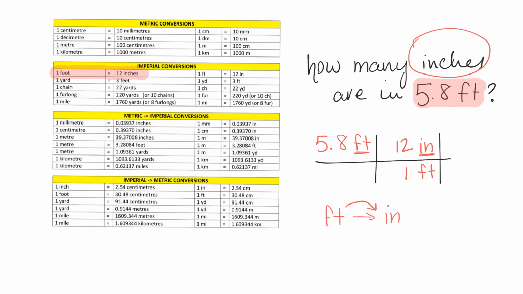So now I'm going to do what makes sense here, and I'm going to multiply across the top, and I'm going to multiply across the bottom, and I'm going to divide. So I'm going to say 5.8 times 12, and what am I going to get? It's just over 60. 5.8 times 12 is 69.6, and I'm going to divide that by 1, which is nothing. So my answer is 69.6 inches. I wish I didn't have a blue line through all this.